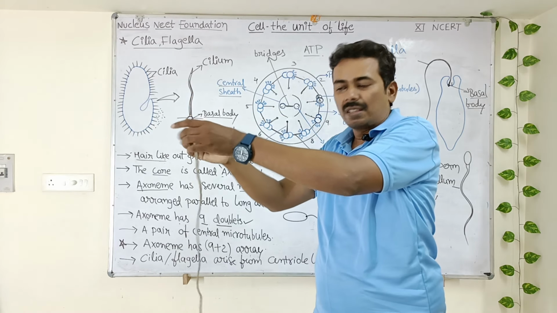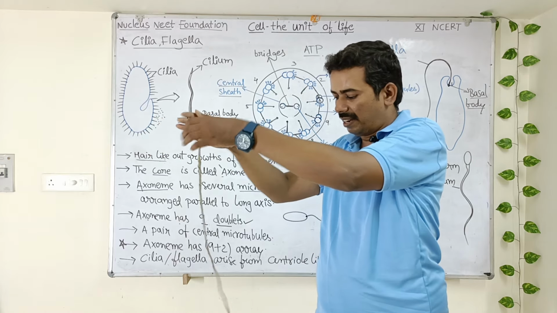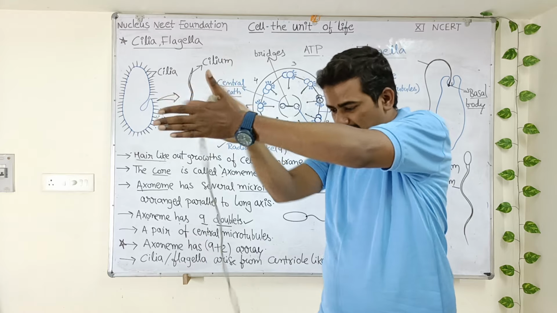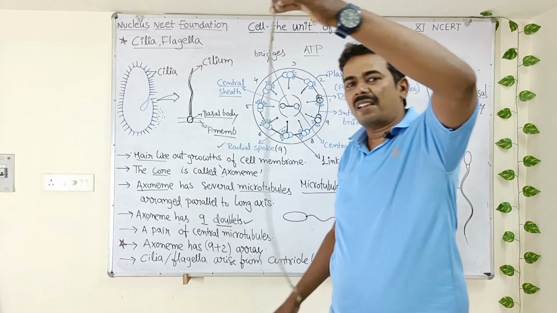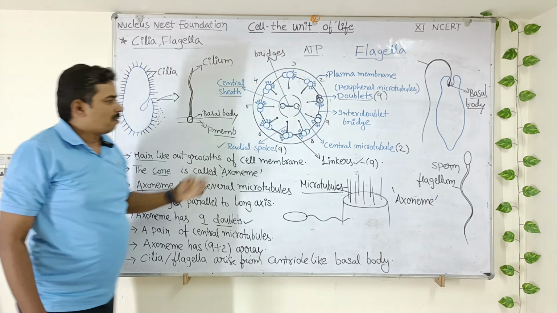Prokaryotic flagellum does not produce any wave-like, whip-like movement. It will rotate around itself like this. This is the movement in the prokaryotic flagellum. Understood, students? Understood the concept? Copy down.